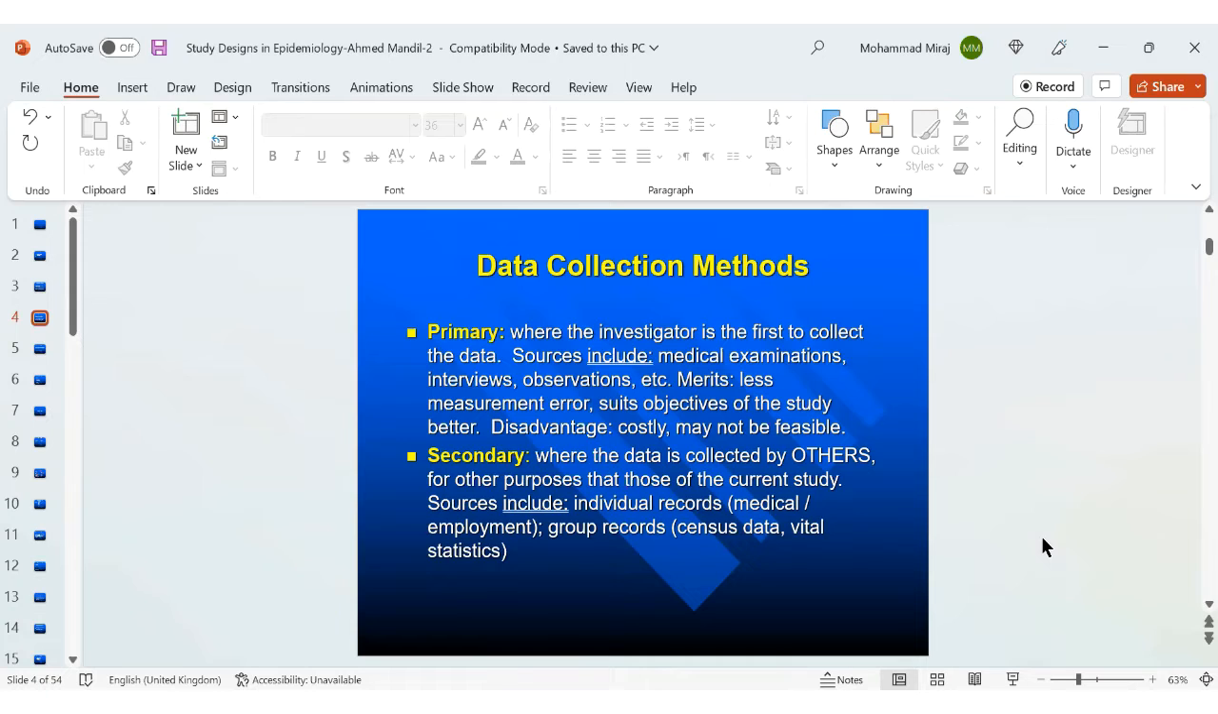So any type of individual records, whether related to medical, employment, census data, vital statistics, or from a group, will come under secondary data. Is it clear? Is the difference between primary and secondary clear to everyone? Yes, sir. Okay, good.